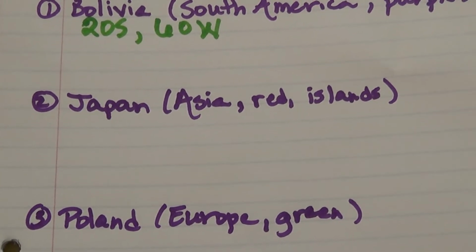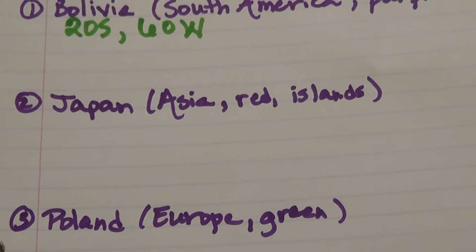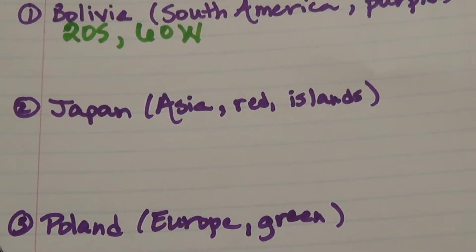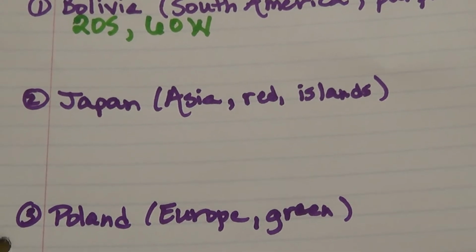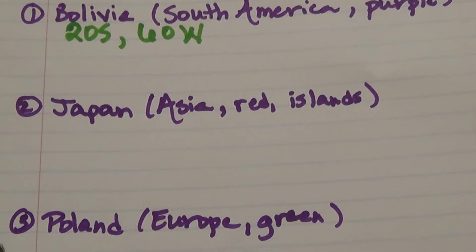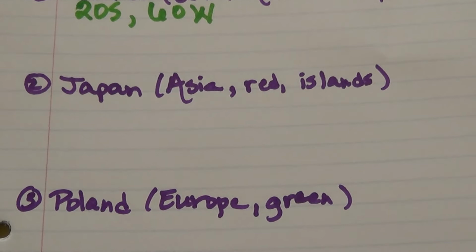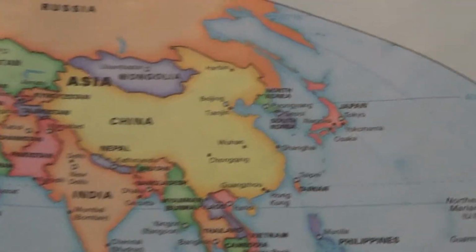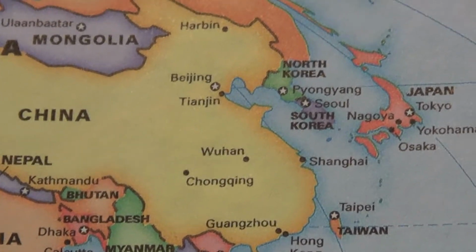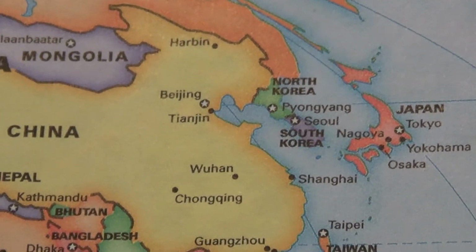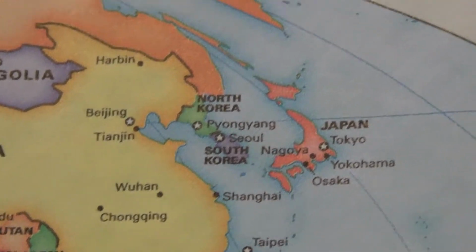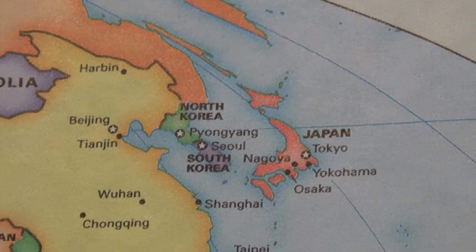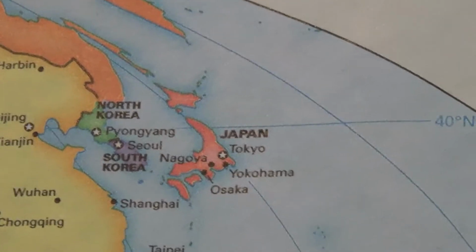Let's try Japan. Japan is located in Asia. It is red, and it's a series of islands. Archipelago, if you will, a series of islands. Pause and find Japan now. Alright, hopefully you found Japan. Japan is right here off of the country of China and South Korea. And here we have Japan. We got to find where the latitude and longitude lines intersect or cross.